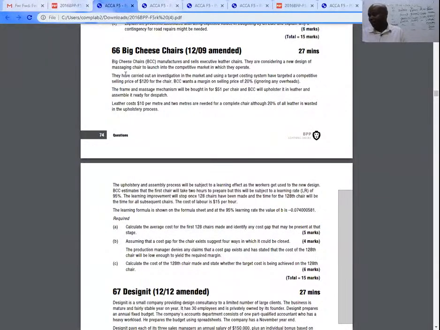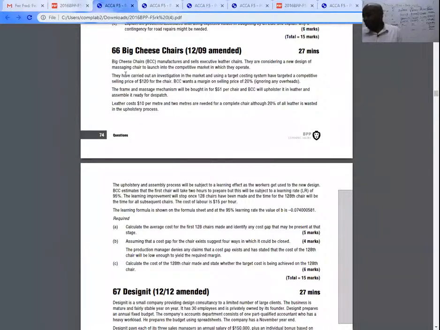The learning curve formula is shown on the sheet. You know, ACCA, they don't want you to cram formulas. They always give you the formulas, but CPA, you have to cram the formulas. So the learning formula is shown on the formula sheet, and at the 95% learning rate, the value they will even give you. So they want us to calculate the average cost for the first 128 chairs made and identify any cost gap that may be present at that stage.